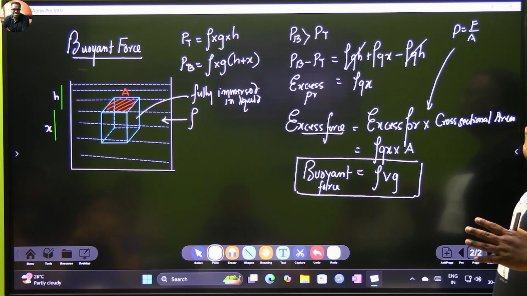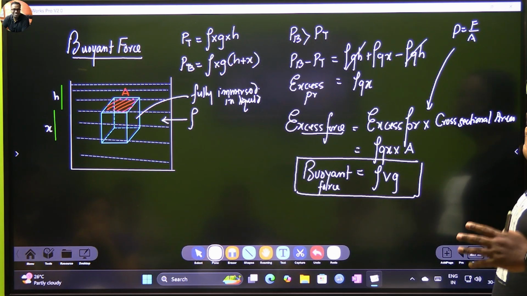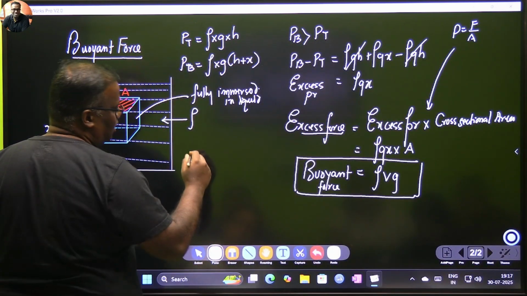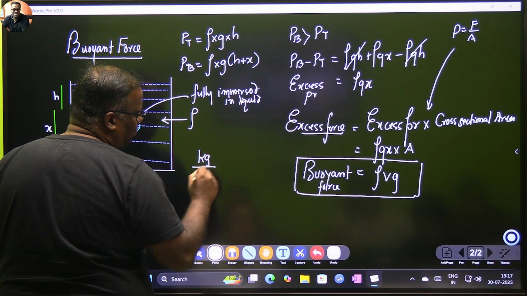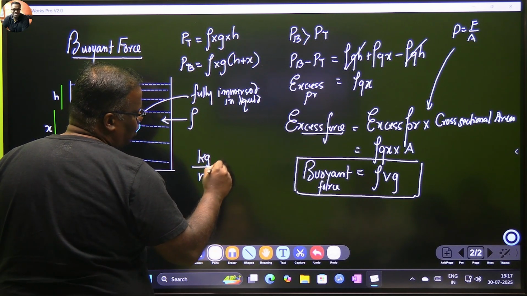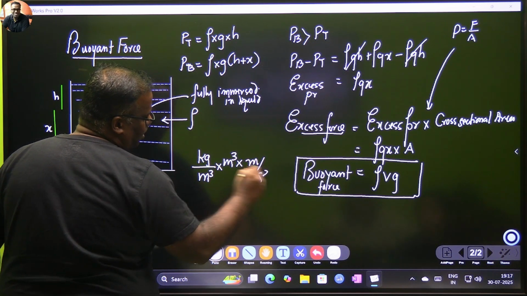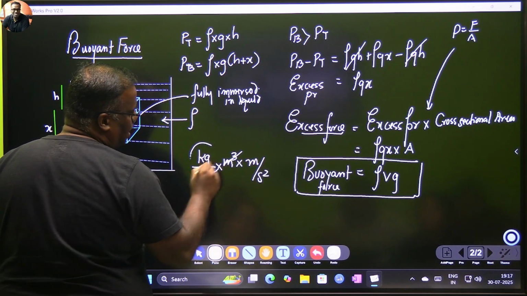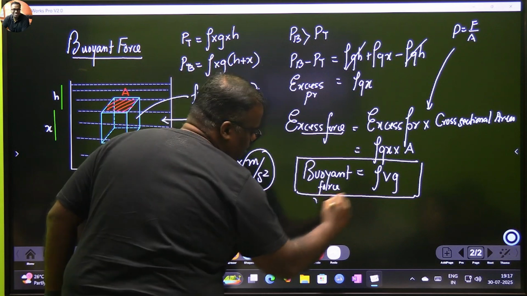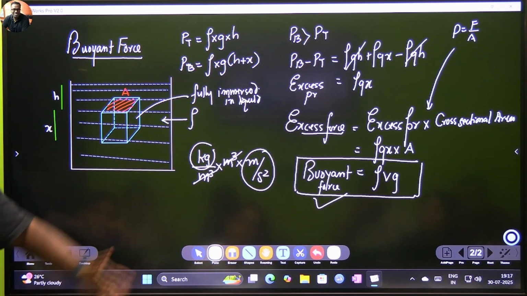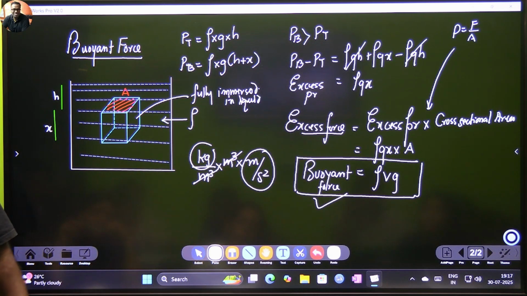Force is what? Newton. Newton comes from mass into acceleration. You can actually check the unit of this, whether this is giving you Newton or not. Density is kg upon what? Meter cube. Volume is what? Meter cube. And G is what? Meter per second square. Meter cube cancels. Mass multiplied by acceleration. Yes, this is force. No doubt about that. ऐसे आप पढ़ते हैं physics. आपको कैसे पता वो force का expression है कि नहीं? Check the units, whether it is coming as force or not. Yes, it is coming as force.